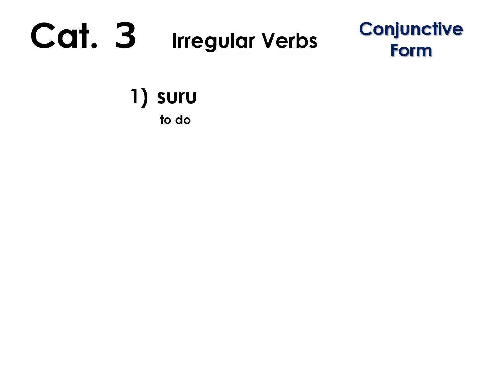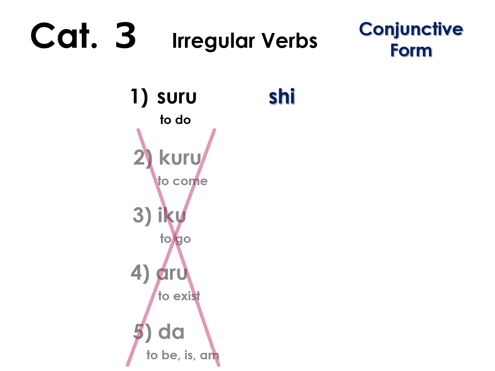As for the 5 commonly used irregular verbs, the only verb that can combine with naosu is just suru, and its conjunctive form is shi. Kuru, iku, aru, and da do not participate in this conjugation.